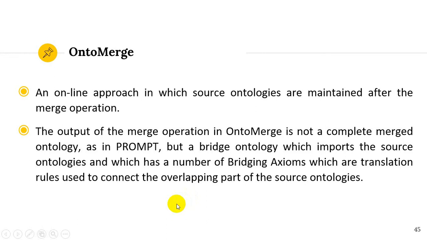So the next example of the second approach is OntoMerge. OntoMerge is an online approach in which source ontologies are maintained after the merge operations. Whereas in PROMPT, the merged ontology replaces the source ontologies. The output of the merge operation in OntoMerge is not a complete merged ontology as in PROMPT, but a bridge ontology which imports the source ontologies and which has a number of bridging axioms, which are translation rules used to connect the overlapping parts of the source ontologies.